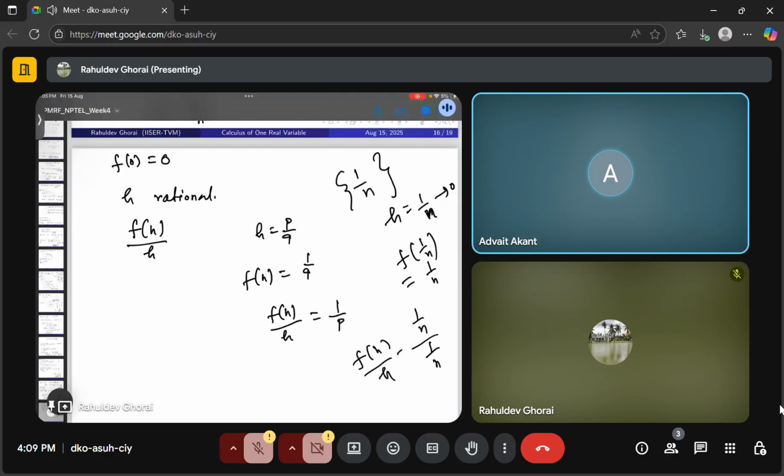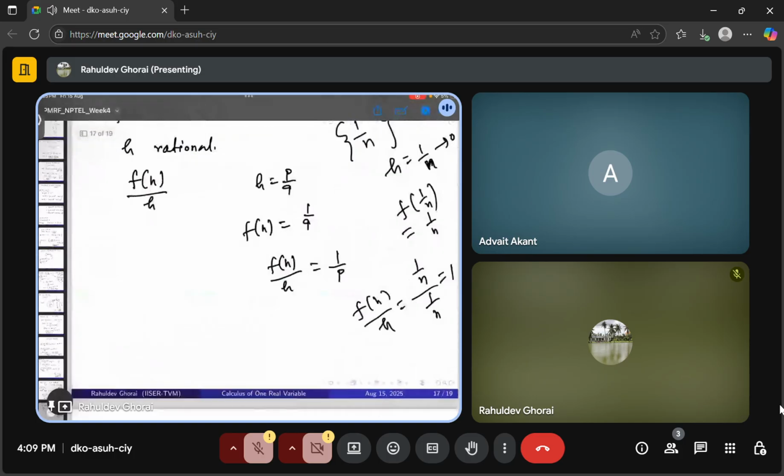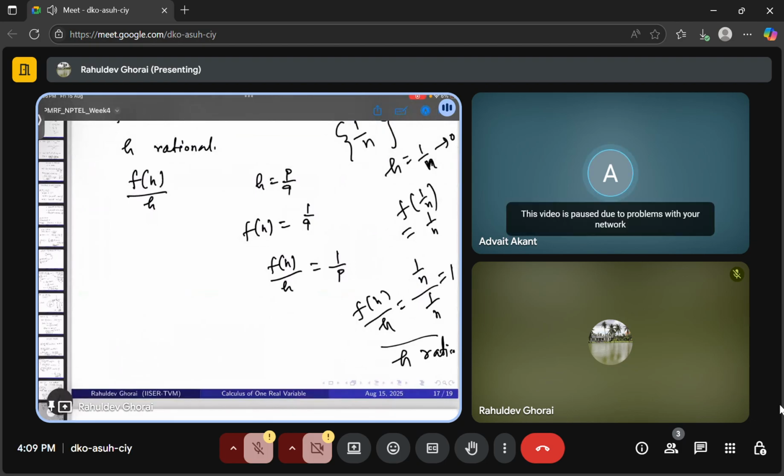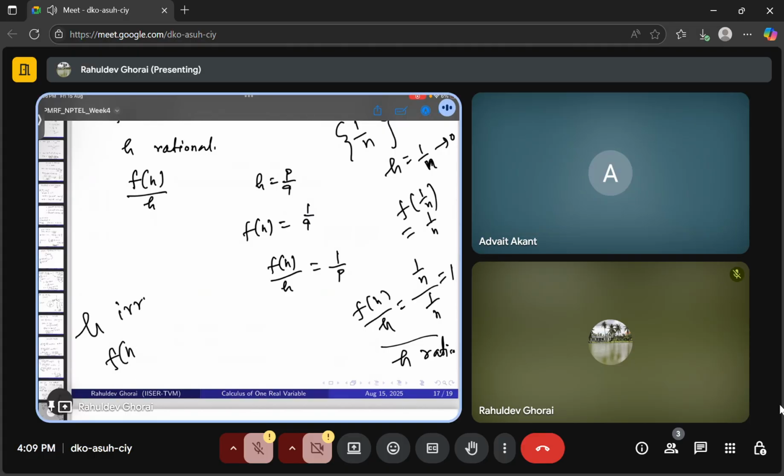This converges to 1, whereas for h irrational, it converges to 0. Exactly. f of h over h is equal to 0 as h tends to 0, so the limit is 0. So the limit does not exist, which means f prime 0 does not exist. That's why, right?